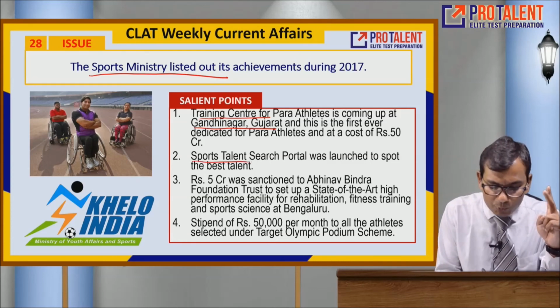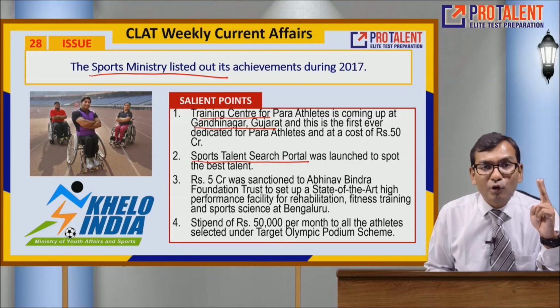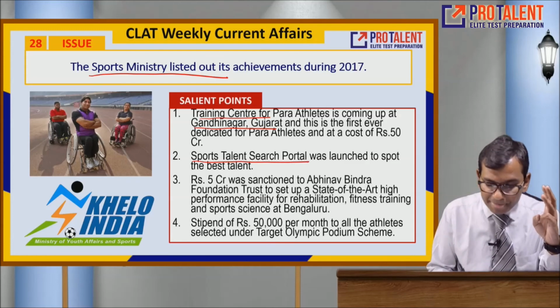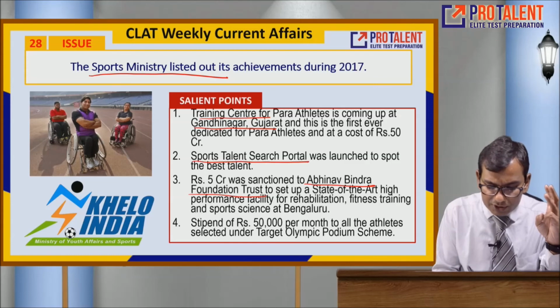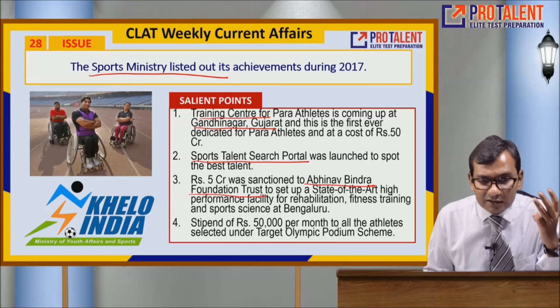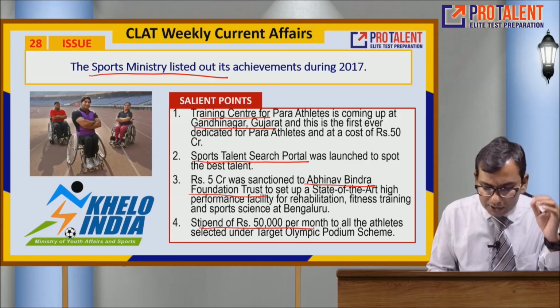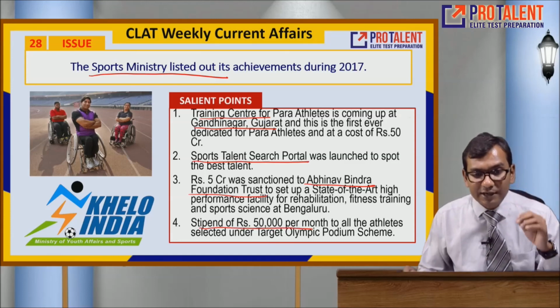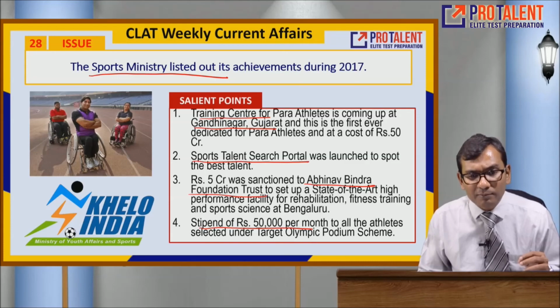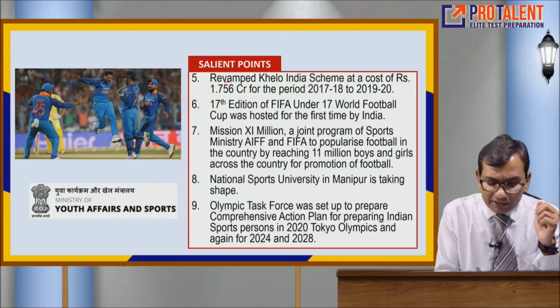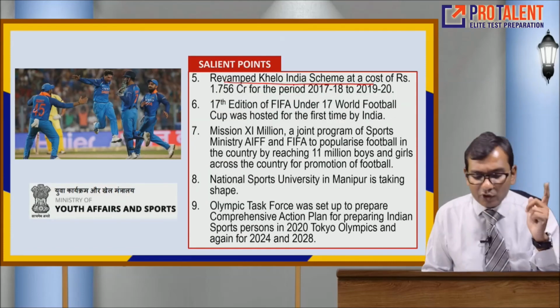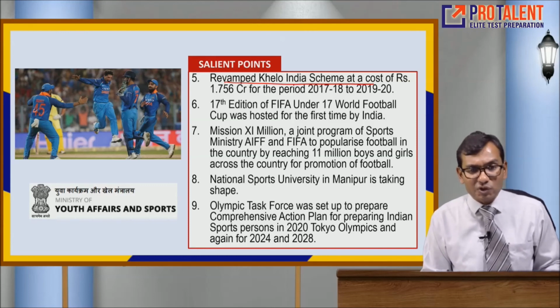नंबर 2, स्पोर्ट्स टैलेंट सर्च पोर्टल was also launched. नंबर 3, अभिनव बिंद्रा फाउंडेशन ट्रस्ट को 5 करोड़ रुपीस की ग्रांट सैंक्शन करी गई है. नंबर 4, स्टाइपेंड ऑफ 50,000 पर मंथ टू ऑल एथलीट्स सिलेक्टेड अंडर टारगेट ओलंपिक पोडियम स्कीम. नंबर 5, revamped खेलो इंडिया स्कीम at the cost of 1,756 crore.